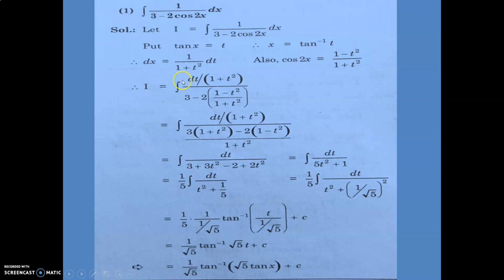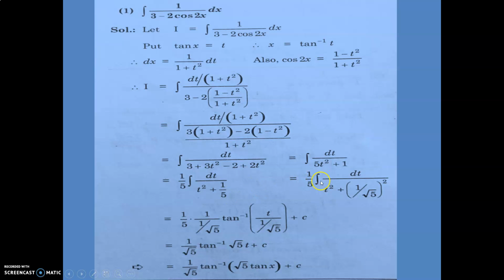After substituting these values, the I value will become integral 1 upon 1 plus t square dt upon 3 minus 2 into 1 minus t square upon 1 plus t square. So dt upon 1 plus t square as it is. Here you can take LCM. So 3 into 1 plus t square minus 2 into 1 minus t square upon 1 plus t square. That is integral dt upon 3 plus 3t square minus 2 plus 2t square. So we will get equal to integral 1 upon 5t square plus 1. Now you can take this 5 outside. So 1 upon 5 integral 1 upon t square plus 1 upon 5 dt.